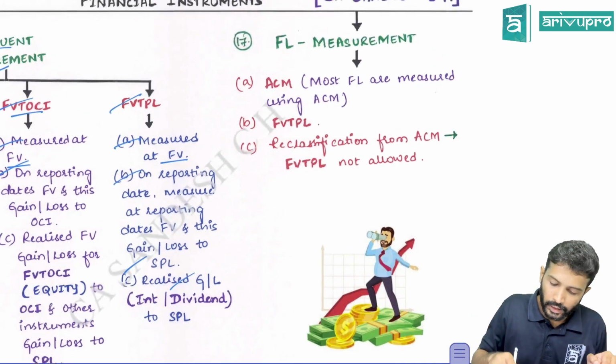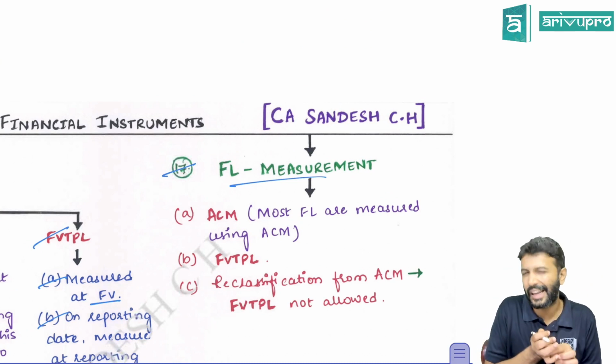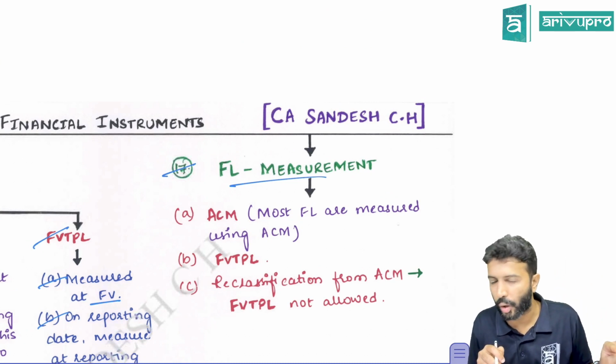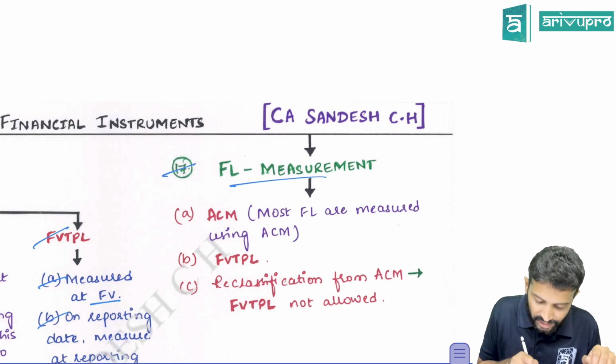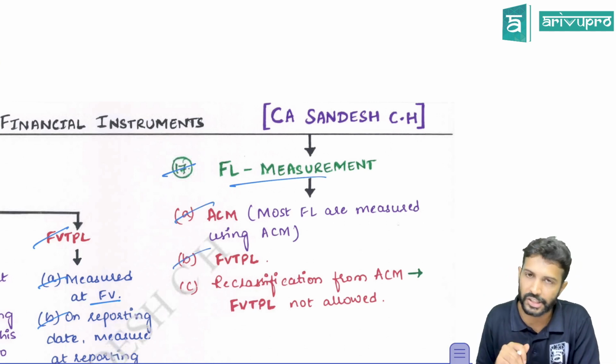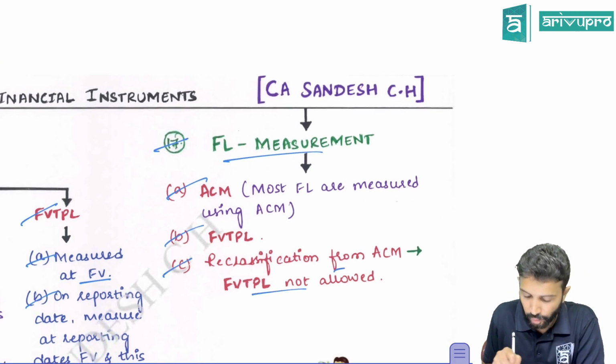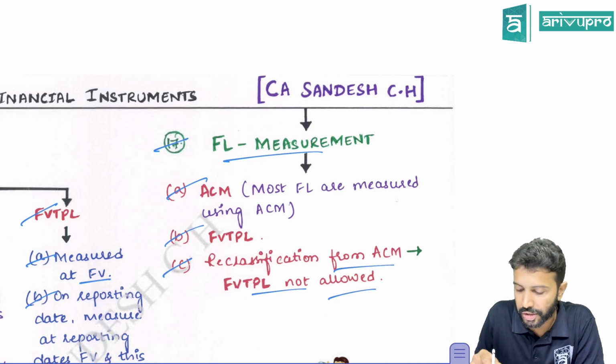All right. Next is financial liability measurement. Financial liabilities we don't sell, so the FVT OCI method is ruled out. So only two methods remain: the ACM method and the FVTPL method. ACM method is generally applicable for most of the financial liabilities, you can say as a default category. Can you reclassify from ACM to FVTPL? No, reclassification provisions are not allowed.